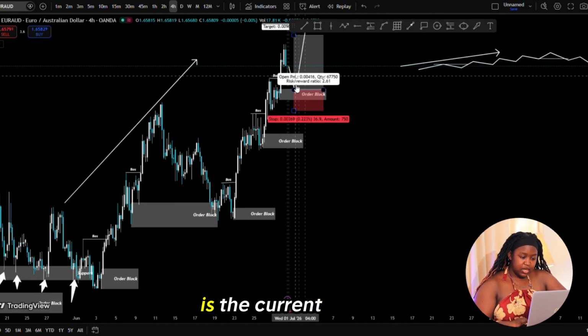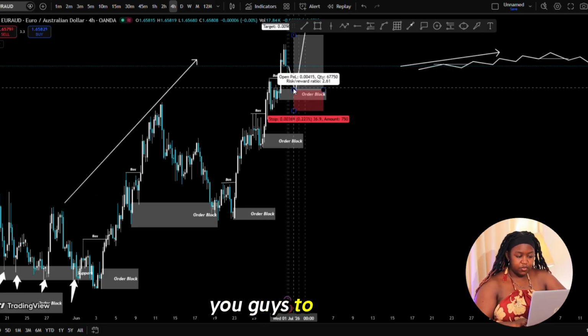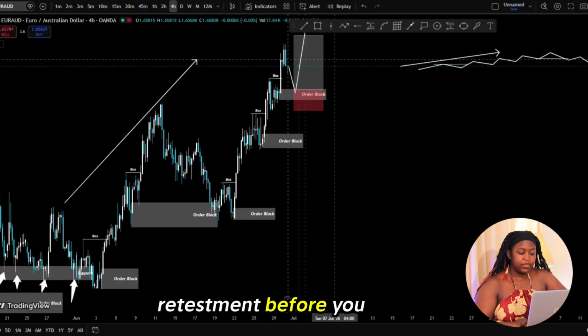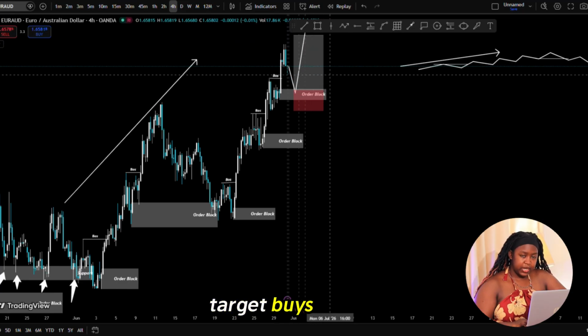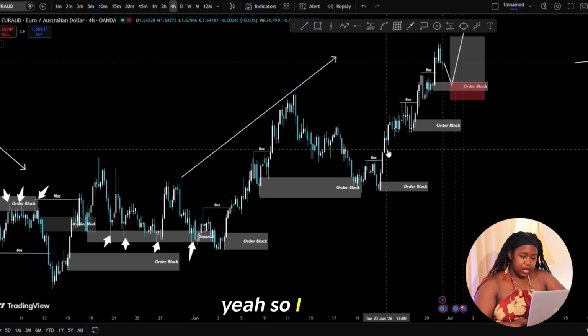So guys, this is the current price. This is where price is. So I've told you guys to wait for a retracement before you target buys. Yeah, so I hope you guys heard all that. That's an advanced market structure.